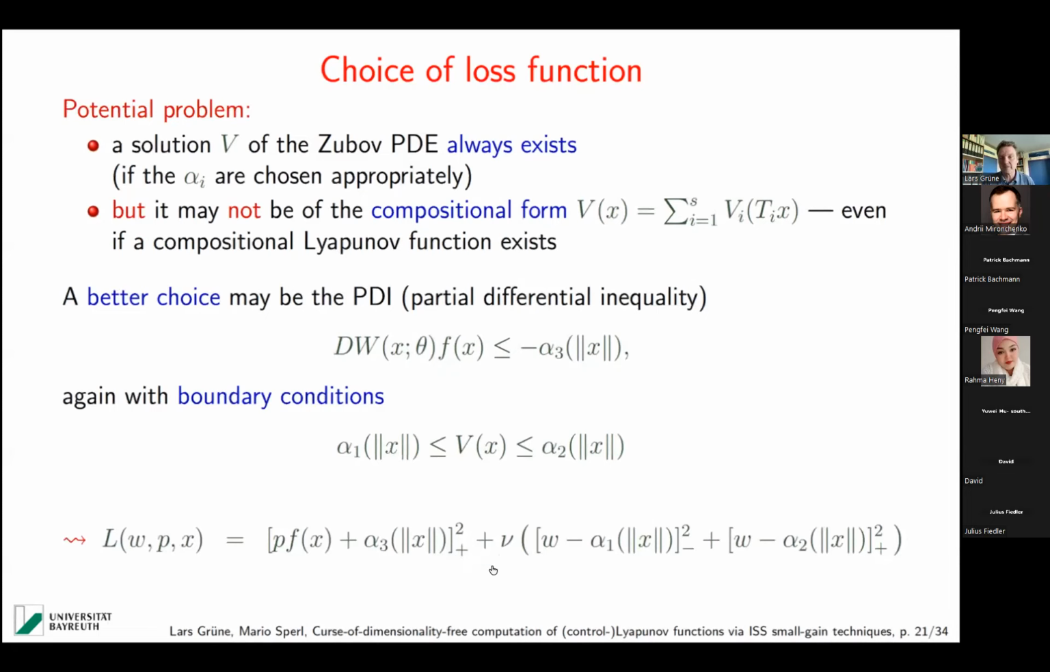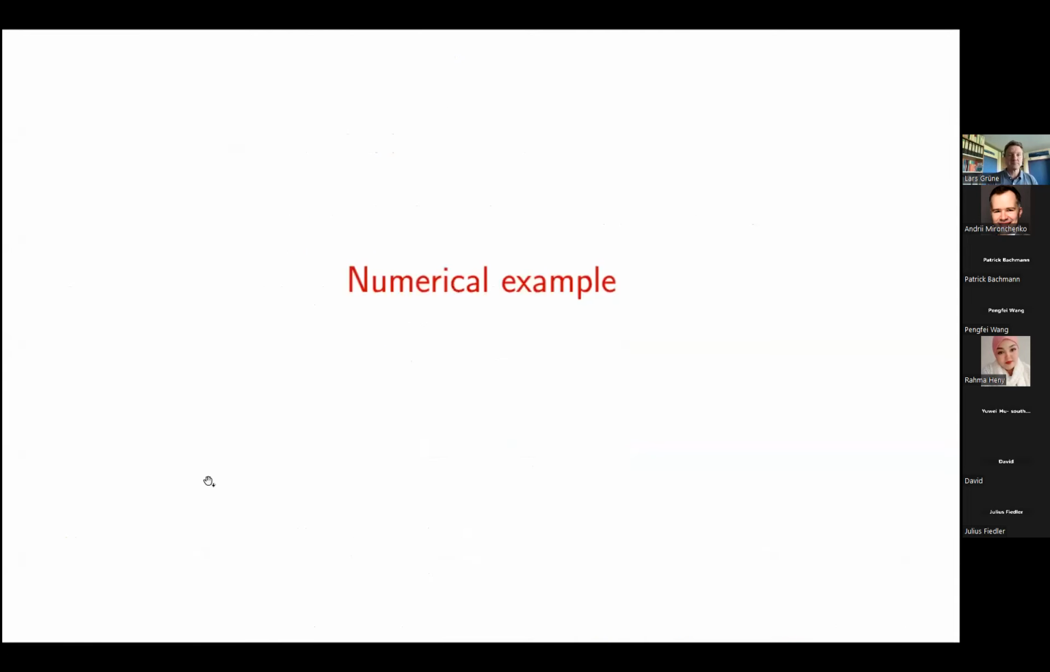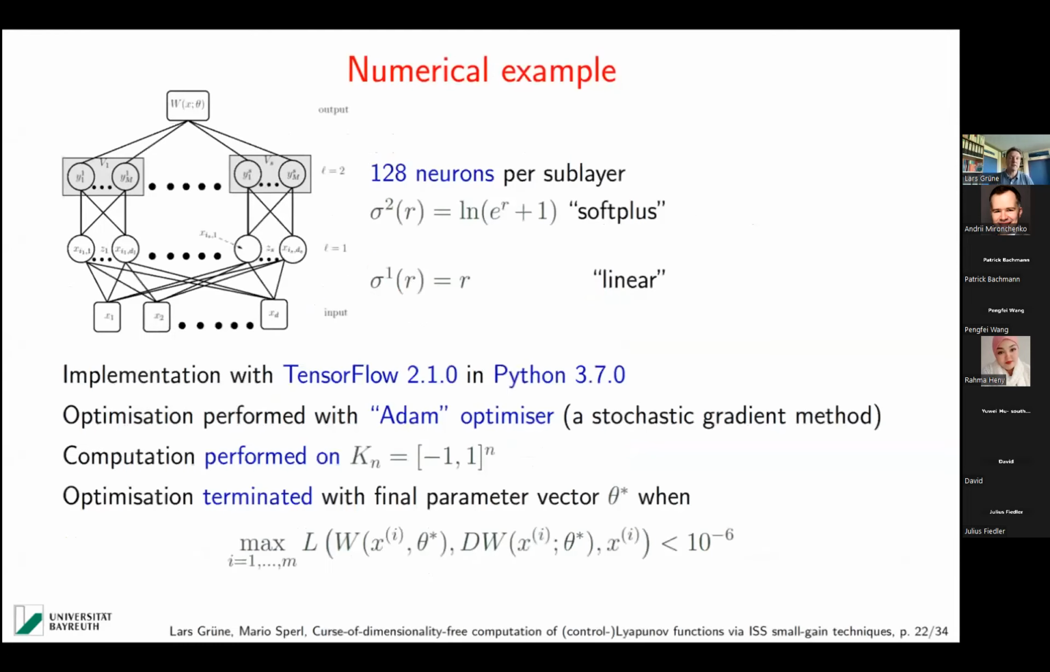So it's all the same as before, except that now we only penalize the violation of this inequality, but not the other inequality. In other words, when this derivative here, so this p times f, is very small, we don't care. That's fine. That's good. It's even more negative than we maybe need, but only if it's positive. So if it's larger than this alpha 3, or not negative enough, then this penalization term gives us something positive. Okay, let us see how that works.